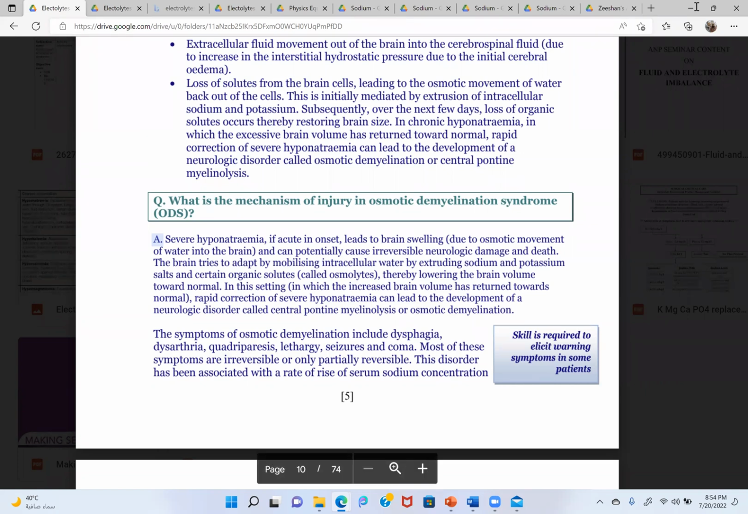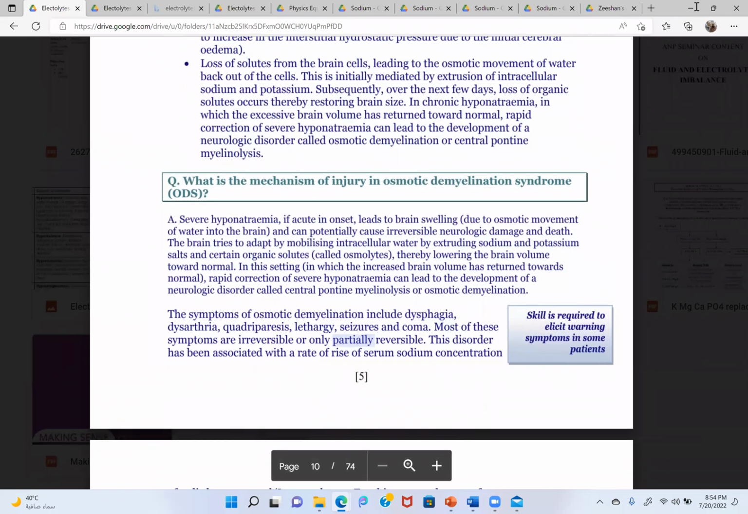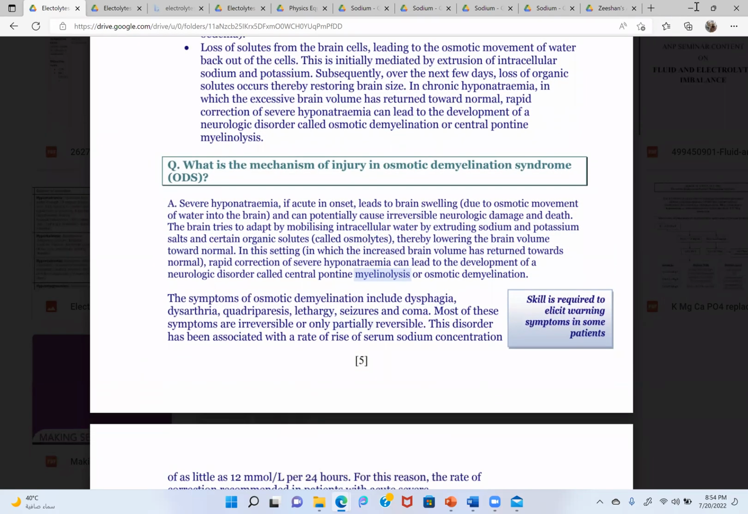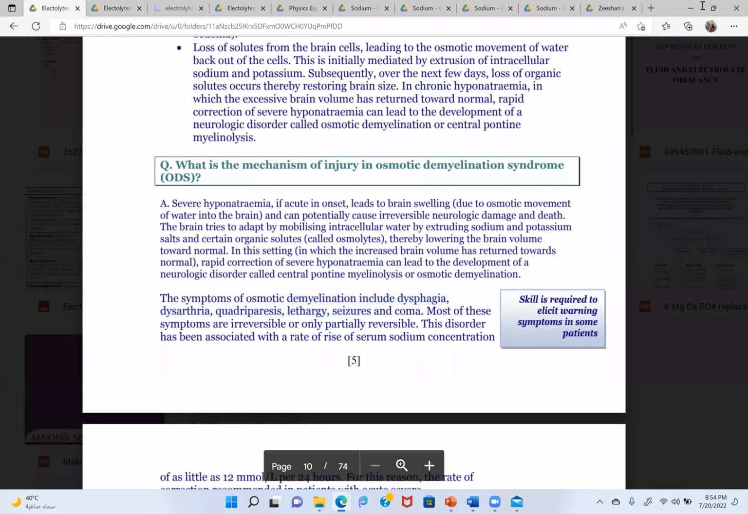So what is the mechanism of injury in osmotic demyelination syndrome? Okay. Severe hyponatremia, if acute in onset, leads to brain swelling due to osmotic movement of water into the brain cell and potentially causes reversible neurological damage and death. The brain tries to adapt by mobilizing intracellular water. You know, if anyone doesn't understand anything, just raise the hand. Okay. So the brain tries to adapt by mobilizing intracellular water by extruding sodium and potassium salts and certain organic solutes. They are pulling them out, thereby lowering the brain volume towards normal.